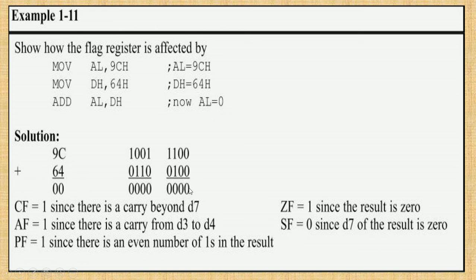You can do the same thing in binary also. 0 plus 0 is 0, 0 plus 0 is 0, 1 plus 1 is 0 carry 1, 1 plus 1 is 0 carry 1, 1 plus 1 is 0 carry 1, and so on, 1 plus 1 is 0 carry 1. Okay.